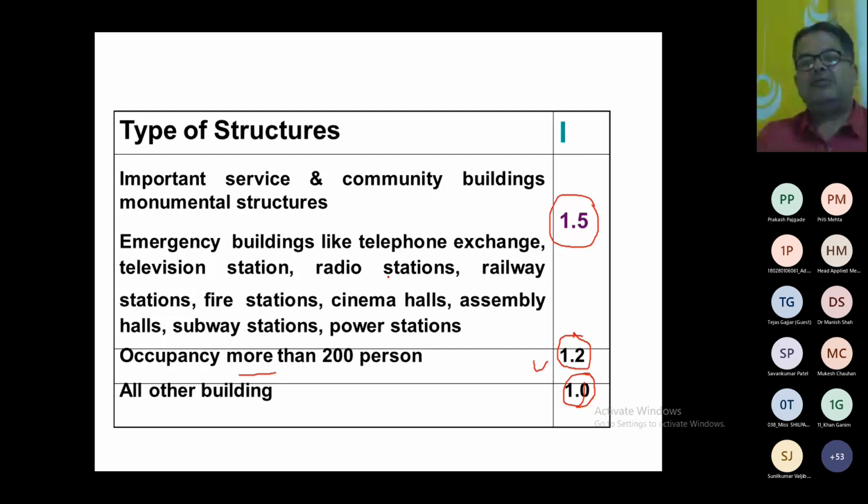Important buildings like hospital buildings, community buildings, and monumental structures are designed for 1.5 times, meaning 50% higher force, right? You know that the hospital building collapsed in Bhuj, and it was a very pathetic situation. I tell you, we reached there 2 days after the earthquake, and we saw that people were taking treatment in the open, right? This is really pathetic, I tell you. So all important buildings should remain functional because it is required.